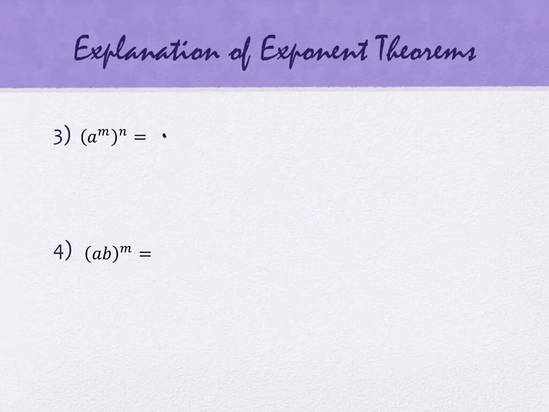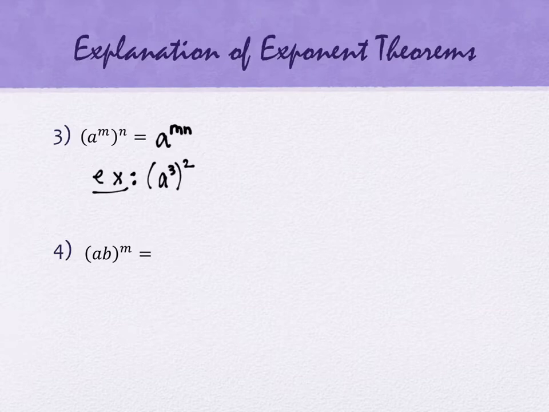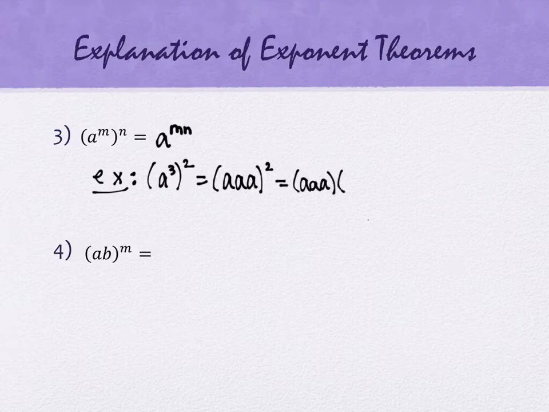All right, this one is supposed to be a multiplication of exponents. So let's use that same 3 and 2 that I had before. So let's do a cubed squared. We already know, because we did it before, that a cubed is a times a times a. And squaring something means multiplying it by itself. So this is a times a times a times a times a times a, which suspiciously looks like how many a's? 6.